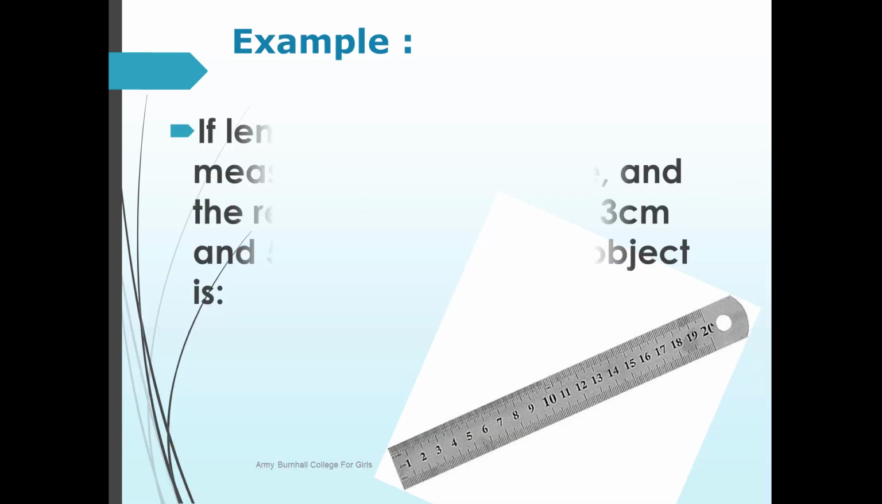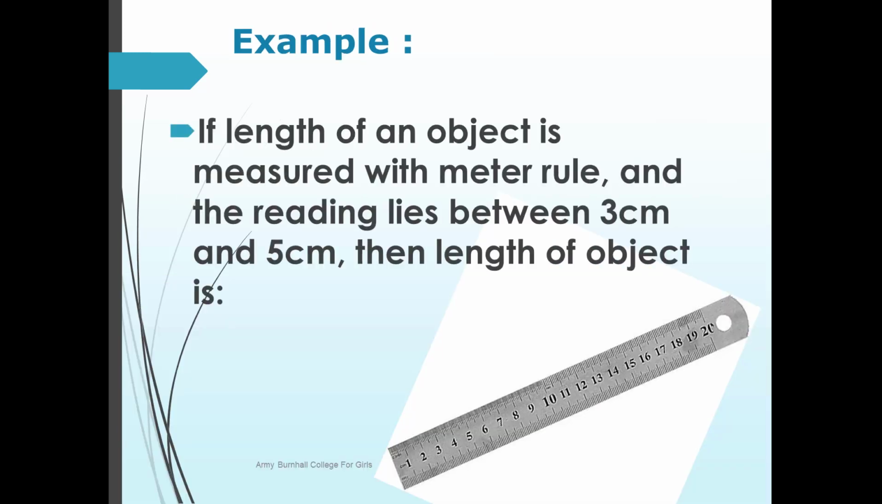Okay, if the length of an object is measured with meter rule and the reading lies between 3 centimeter and 5 centimeter, then how are we going to calculate the length of the object? We will just subtract these two values. We can write it as 5 centimeter minus 3 centimeter, which is equal to 2 centimeters. Is it correct? No, this is an incorrect way of writing.